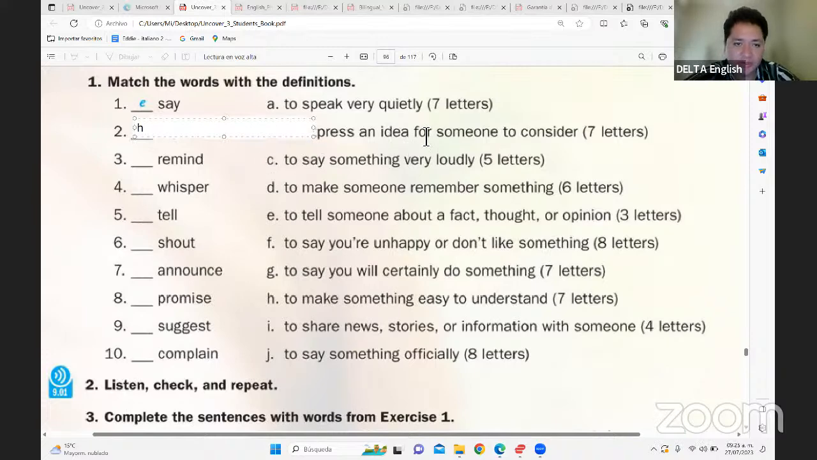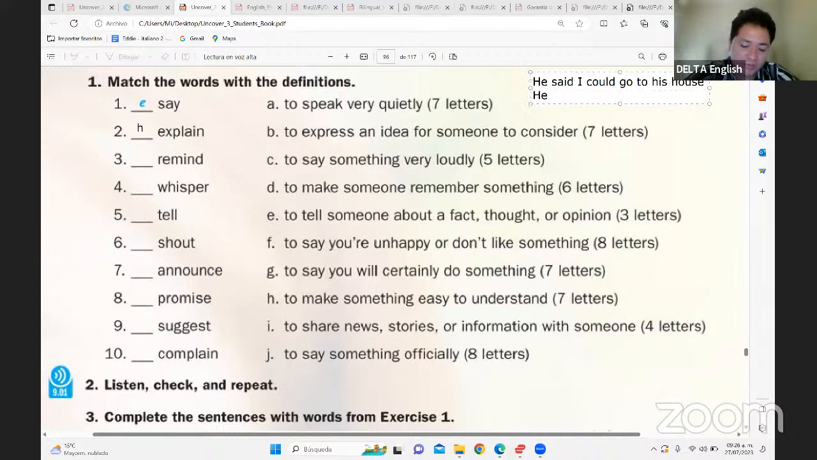All right. So for example, in reported speech, you can repeat what another person said. So for example, he said, I could go to his house. He explained, I could not go alone. Okay, good. So you use these verbs with reported speech. We're going to see what that is in a moment.